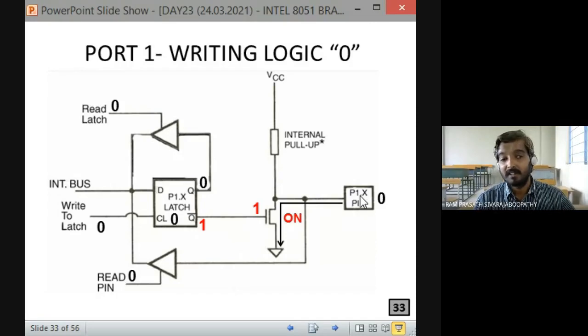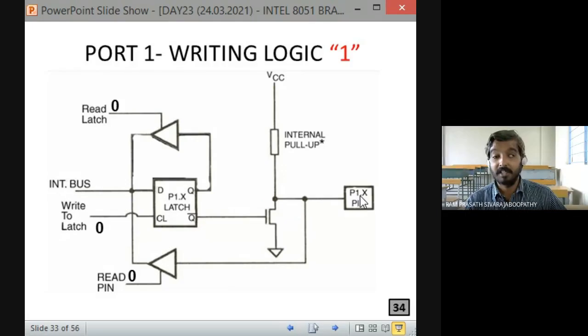Can we go with writing logic 1 to the port 1 pin? Actually, where do we write it? Do we write it in the pin or in the latch? Where have we written the logic? Port pin or latch? Yes, very good, latch. That's why I told you the word write to latch. What you write always gets stored in the latch. That's all. Fine. Now we will move on to writing logic 1.